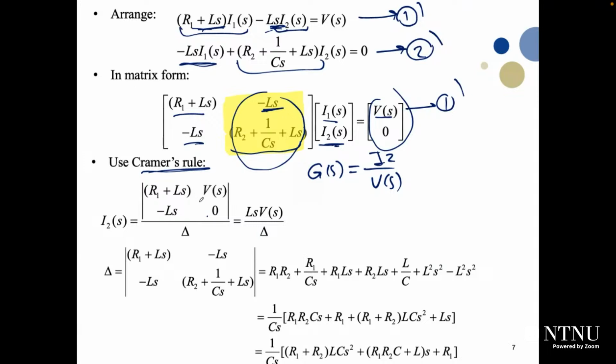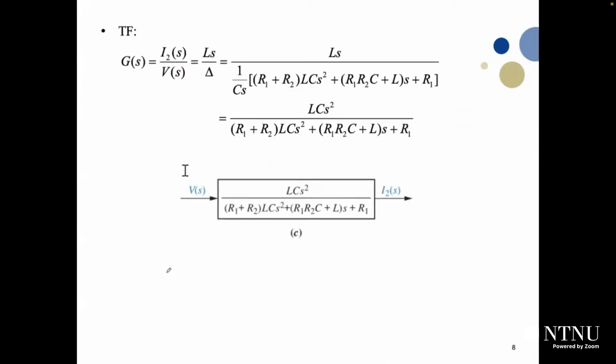This part, in fact, is this determinant. It will be that part multiplied by 0. This part multiplied by 0, it will be 0. Minus V of S multiplied by minus LS. So it will be LS multiplied by V of S divided by delta. What is delta? It will be the determinant of this matrix. So it will be that part multiplied by that part, minus that part multiplied by that part. And we will get it. And we will simplify. And once you did this, you will get your transfer function. So your transfer function will look like this one.